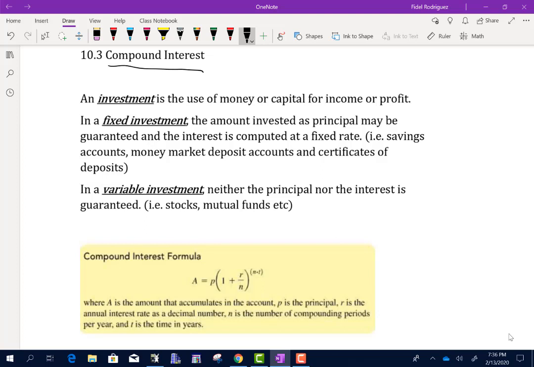In a fixed investment, the amount invested as principal may be guaranteed and the interest is computed at a fixed rate. These are savings accounts, money market deposit accounts, and certificates of deposit. And something we call a variable investment says neither the principal nor the interest is guaranteed. Things like stocks, mutual funds, and so on and so forth.